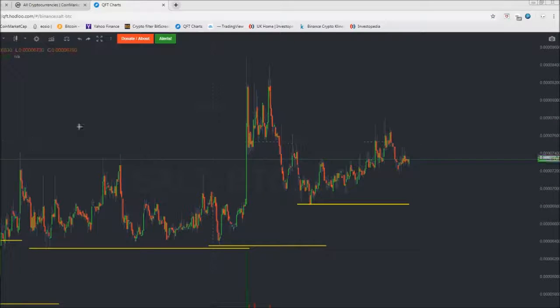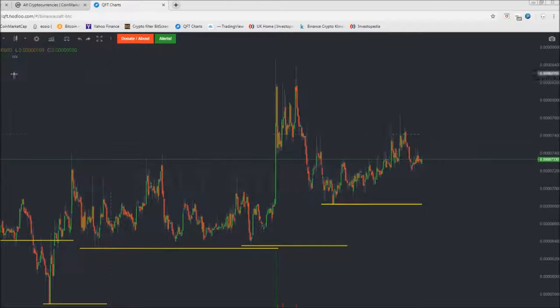So once I've chosen a coin to trade in, I then go over to QFT charts. I'll put the link in the description for QFT charts. It's a really good charting tool in my mind, because it allows you the functionality to drill back into the history and start plotting some of the lines on there using some of the charting tools.